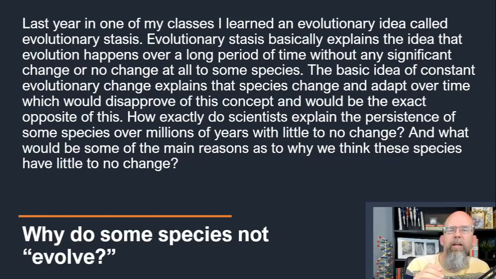You have to qualify that. You have to say there's no obvious visible change to some species over time. And that would be a form of stasis, a stasis of morphological appearance. Okay, the basic idea of constant evolutionary change explains that species change and adapt over time, which would disprove this concept, and would be the exact opposite of this. How exactly does science explain the persistence of some species over millions of years with little or no change?